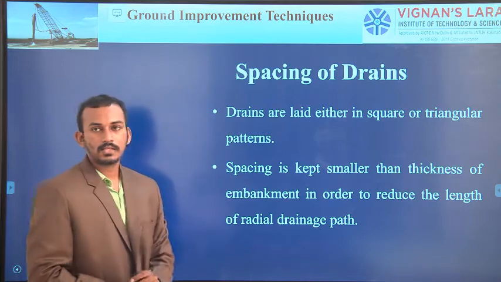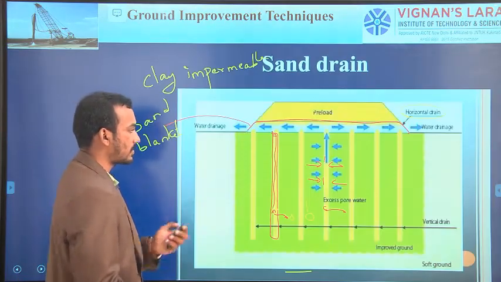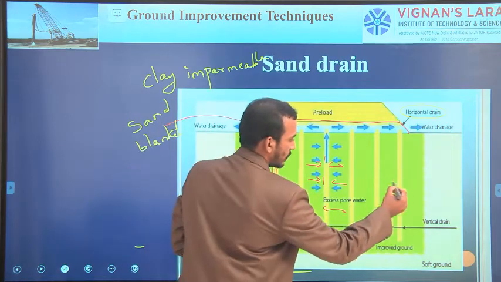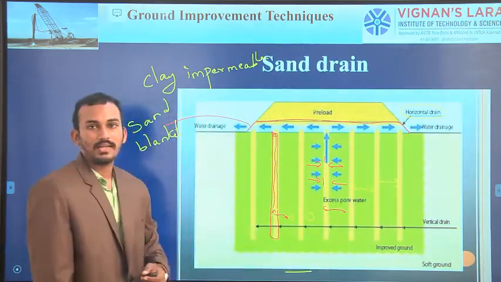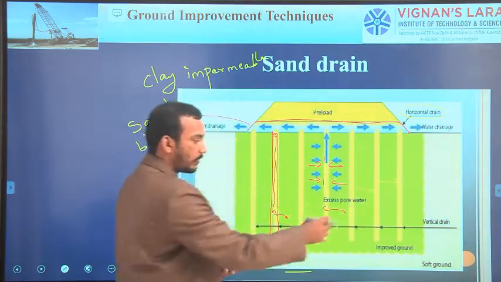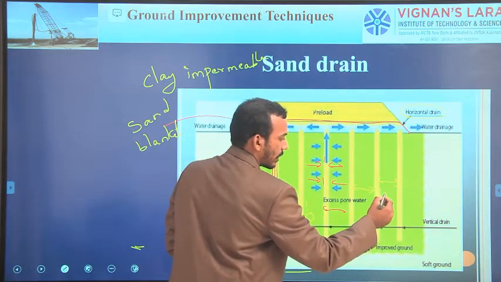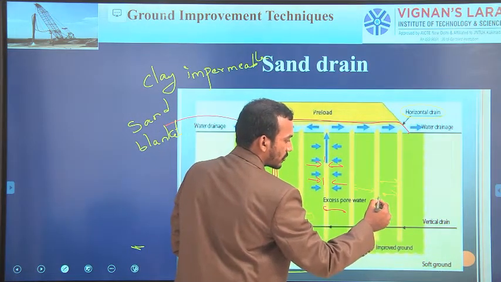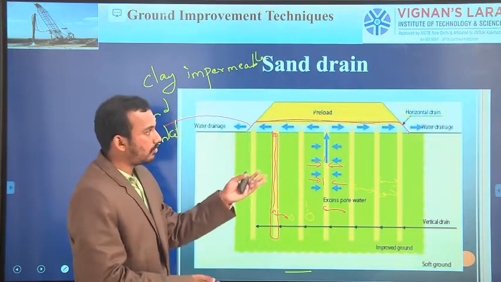The next one is, what is the spacing of drains? We need to measure the spacing. So what is the distance between these two drains? That should be less than the width of the medium. If we increase the spacing, then the water particle takes more time to reach the sand drains, which results in the failure of the sand drain.